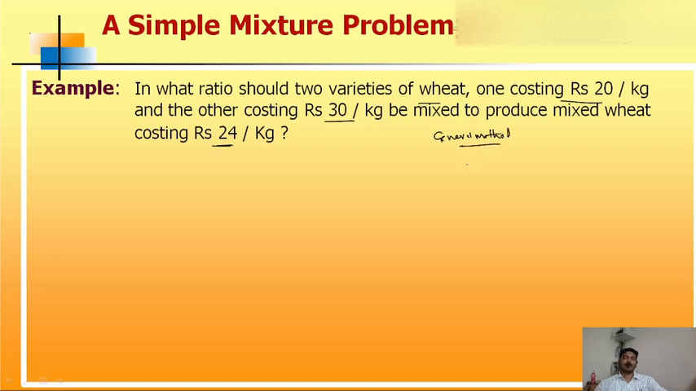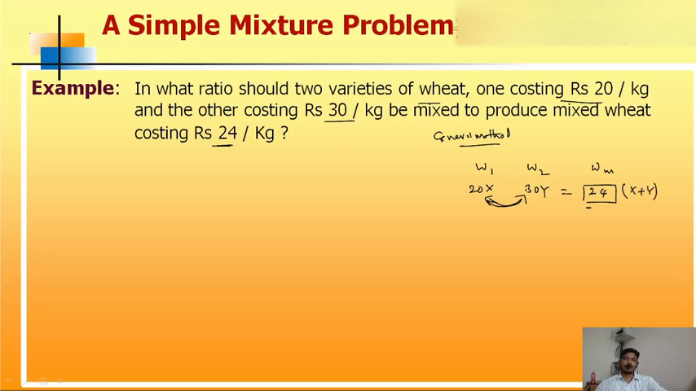Wheat 1 is 20 rupees per kg and wheat 2 is 30 rupees per kg, and the mean price given is 24 rupees per kg. This mean price must lie in between these two values. Suppose wheat 1 is x kgs and wheat 2 is y kgs, and I am combining these x and y kgs.